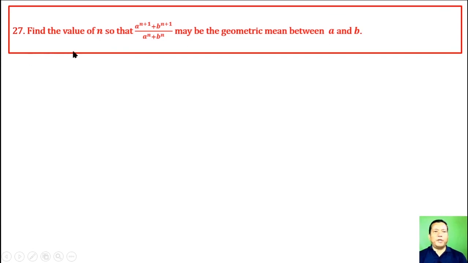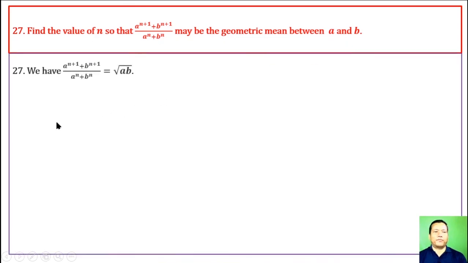27. Find the value of n so that this expression may be the geometric mean between a and b. We have this expression equal to the square root of ab.